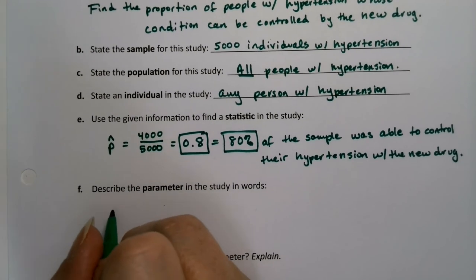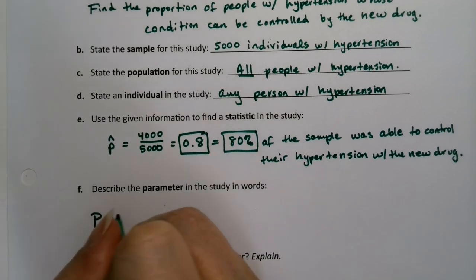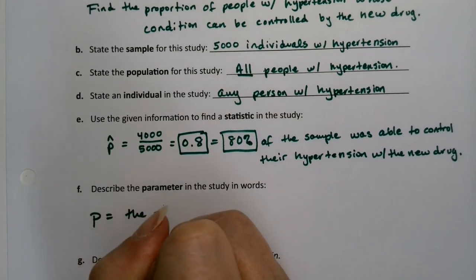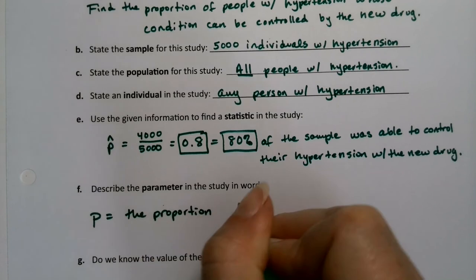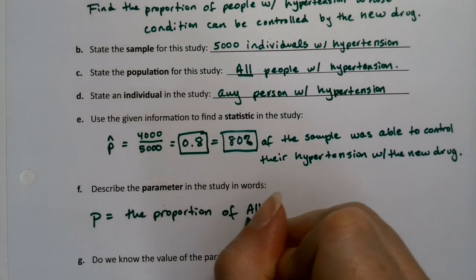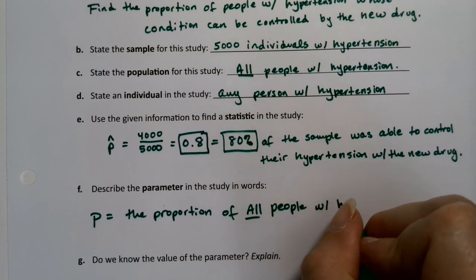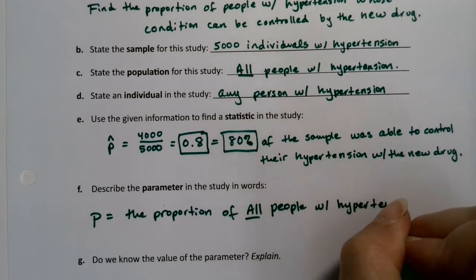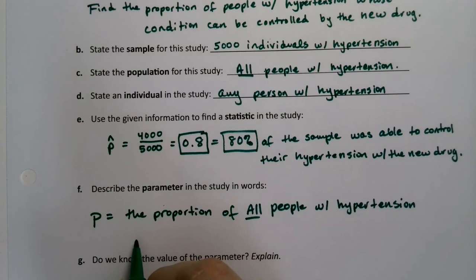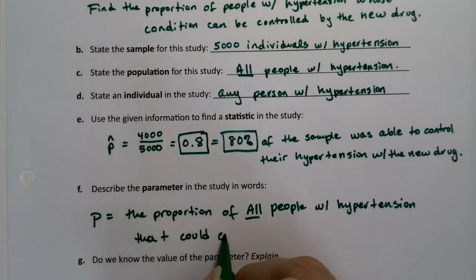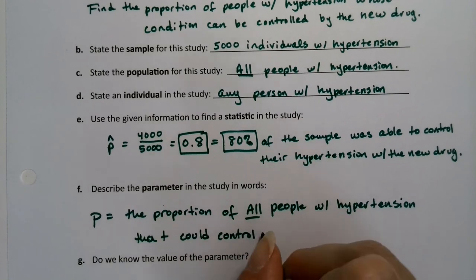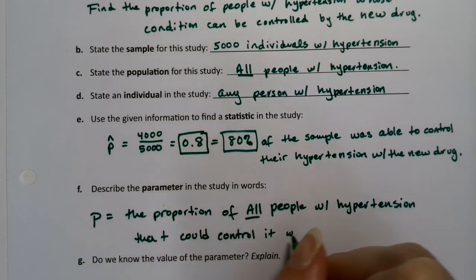So they want to know, describe P. P is the proportion of all people, right? Because it's from a population with hypertension that could control it with the new drug.